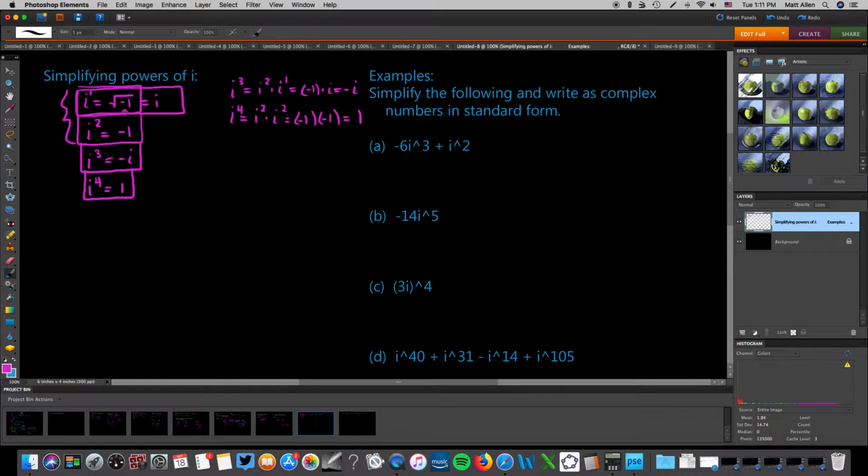Now what I want you to do for me is put a box around these first four here, because it's going to be important that we keep these in our back pockets. But we are going to continue to build on our powers of i here.